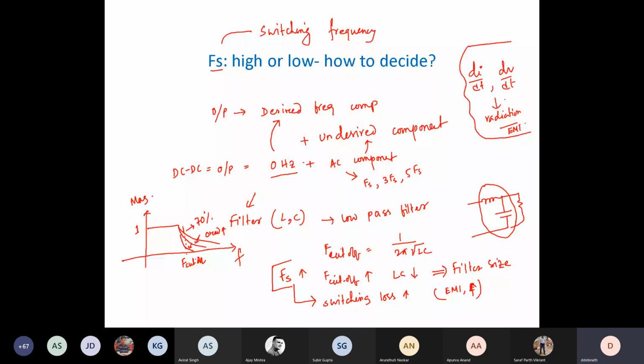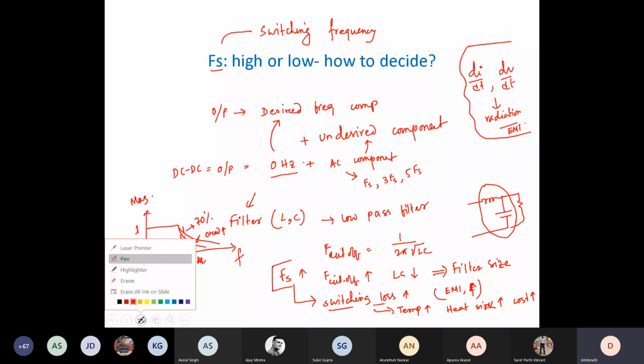But as frequency increases, your switching loss will increase, and as a result, the temperature of the switch will increase. To take out the heat easily, we need to use a better heat sink or a larger size heat sink, right? So what is the implication? Cost will increase. So we always have to have a design trade-off. The same thing you will see when we study DC to AC converters also. A similar philosophy will apply there.